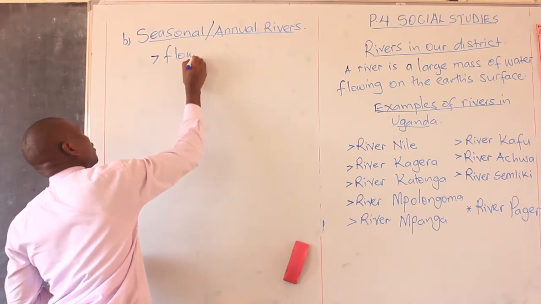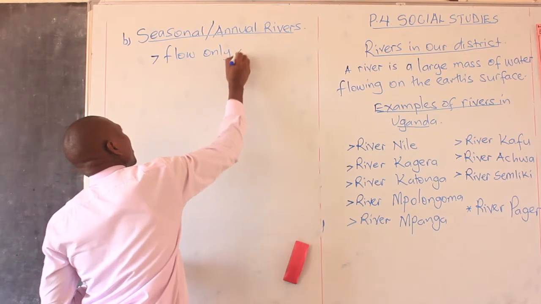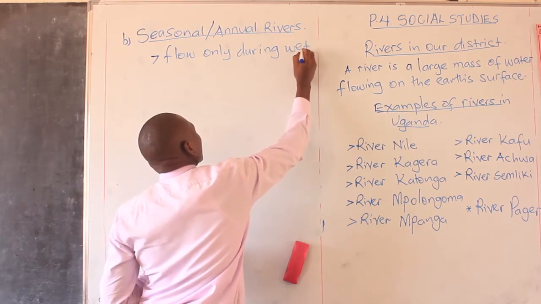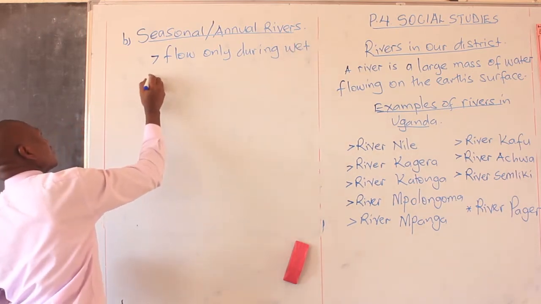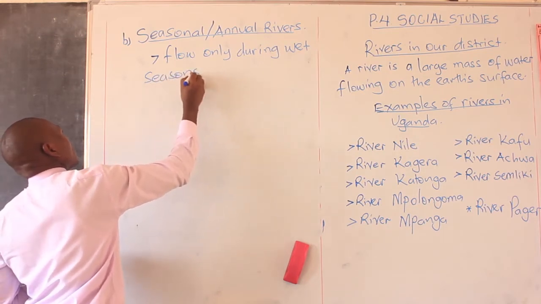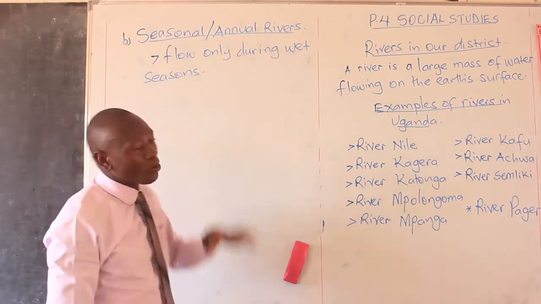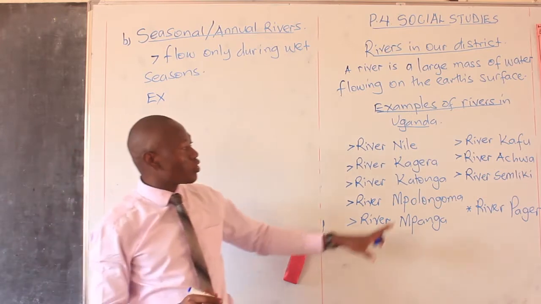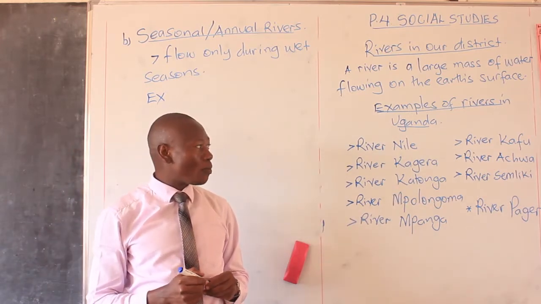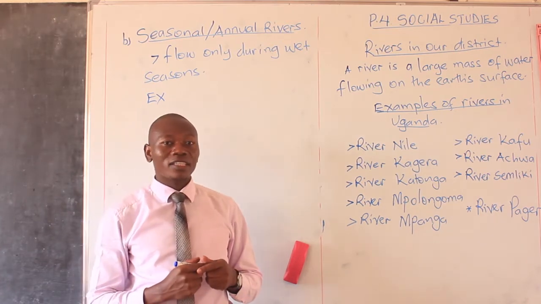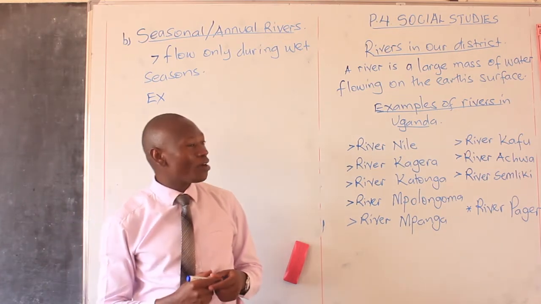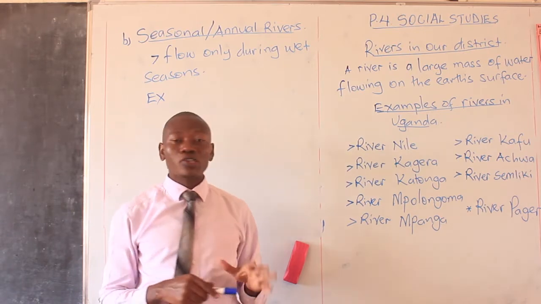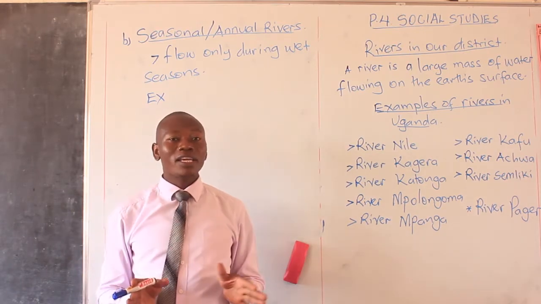We say they flow only during wet season. These are rivers which flow only during wet season. So what are examples here? Remember I said permanent rivers include all those that we indicated on the map of Uganda as major rivers. So mention them. We have River Nile, River Kagera, River Katonga, River Sanuki, and River Achwa. So all those are called permanent rivers.